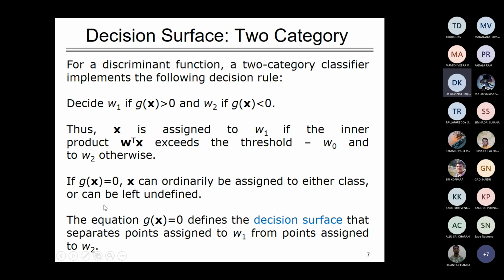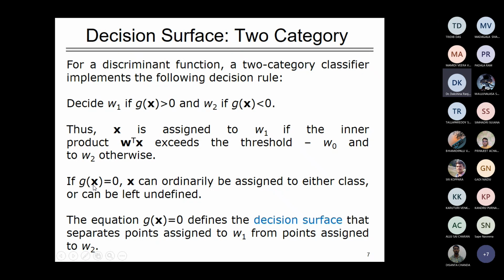Whenever x is found on the decision surface, we get g(x) equals 0. That means the class level is found to be undefined. So in this situation, we assign x either to W1 or W2.